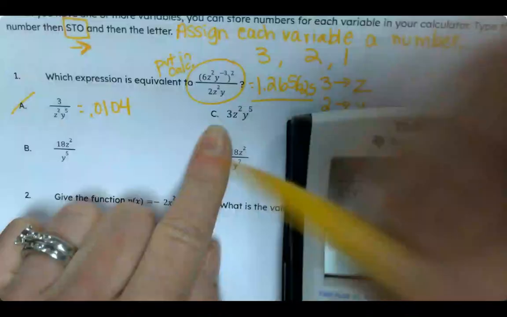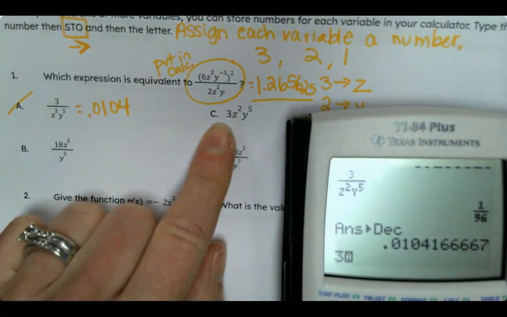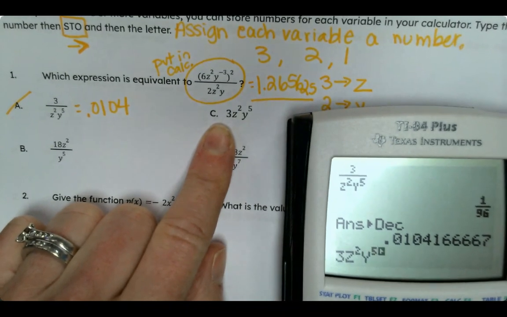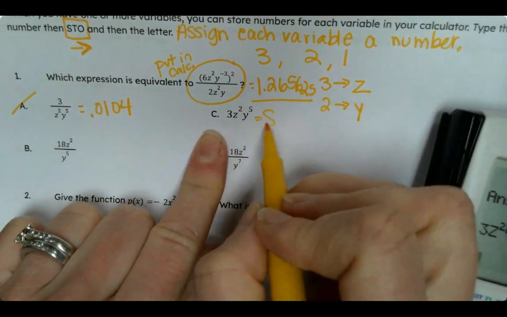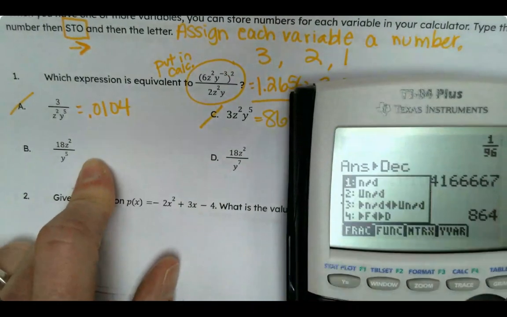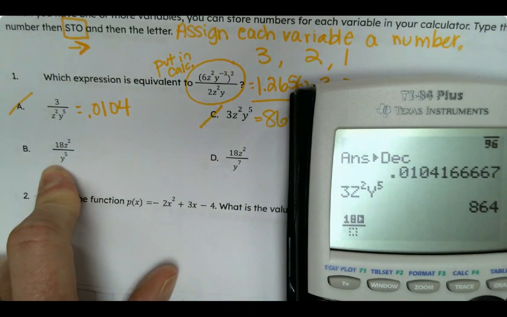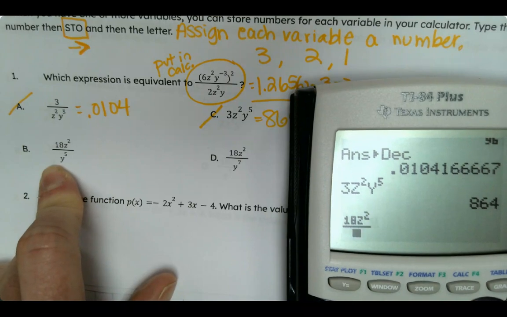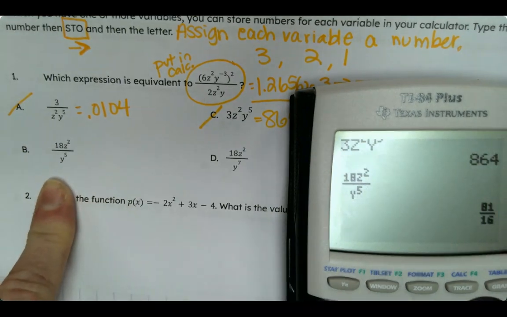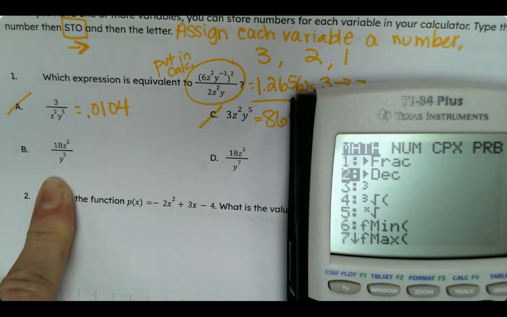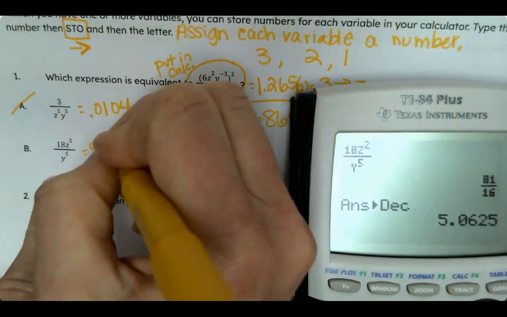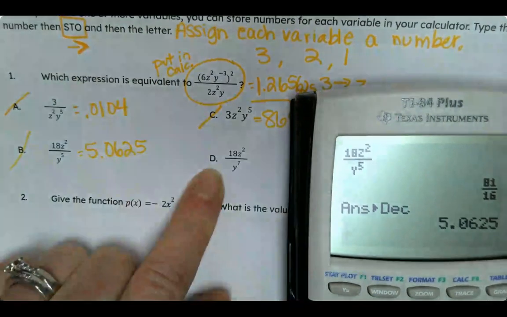Okay, the next one, 3 z squared y to the 5th. 864, that's not it. And then the next one, 18 z squared y to the 5th. Oh, that gave me another fraction. So go to math, decimal, enter, 5.0625. So that's not it. So it has to be D, but we got to make sure.